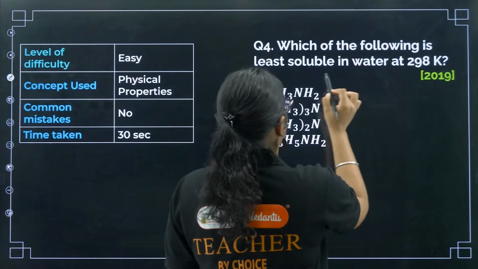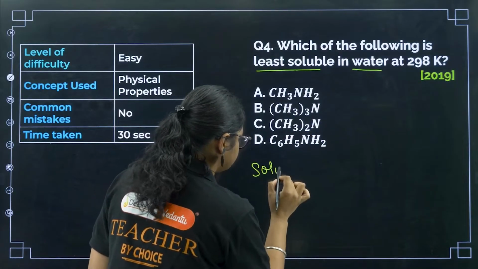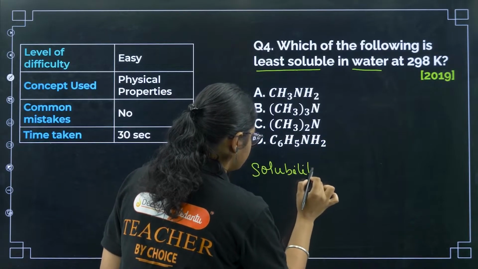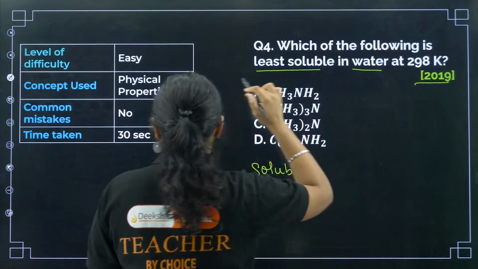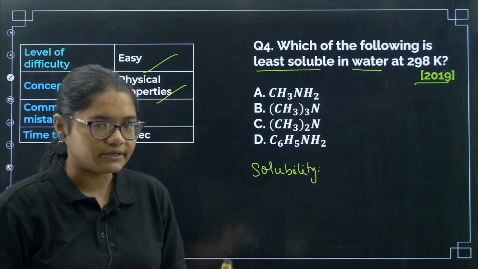Next, which of the following is least soluble in water? Now when we talk about solubility, this question was asked in 2019. This is also an easy question, on physical properties. Some basic concepts about solubility you should know.